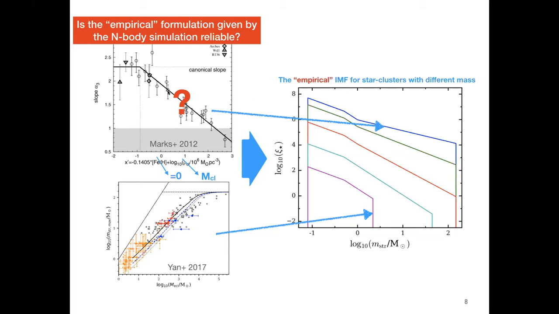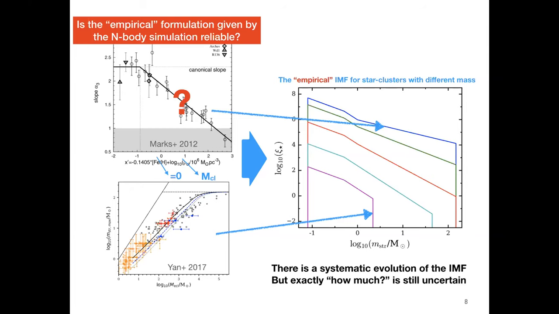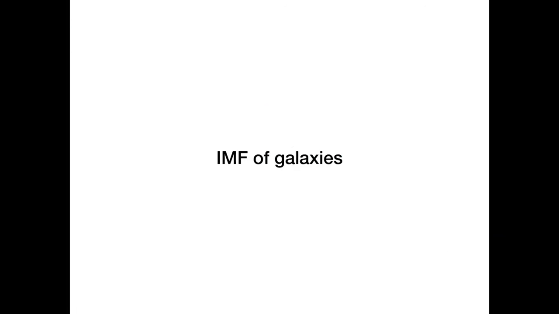There is a question about this empirical relation because we utilize the n-body simulation. This systematic variation seems to be real, but exactly how much this slope changes is uncertain. That depends on the accuracy of the n-body simulation. So that is the variation of the IMF of star clusters.